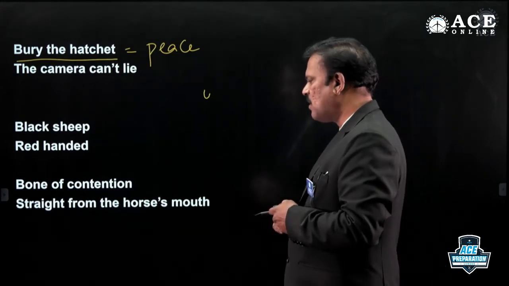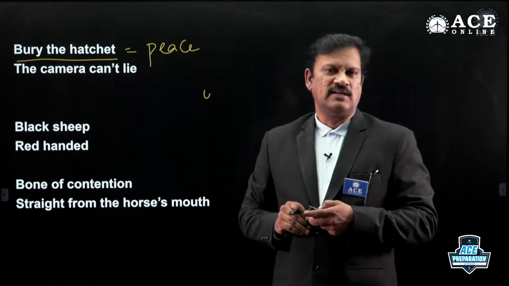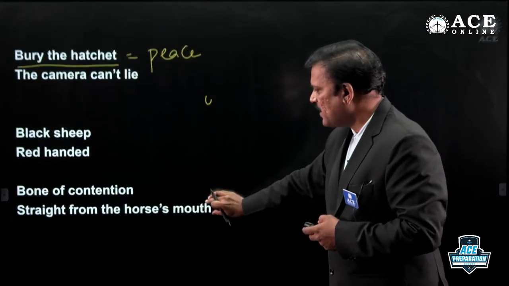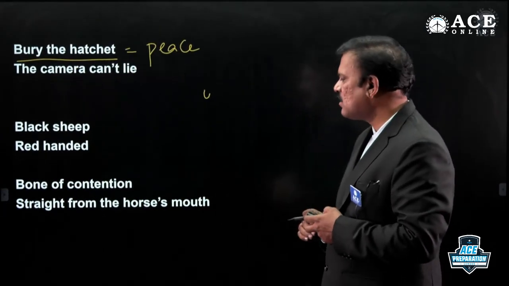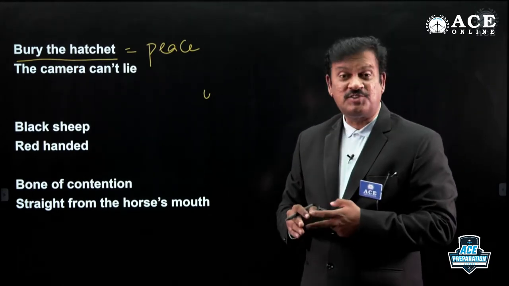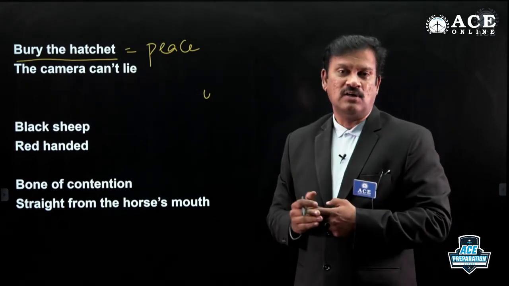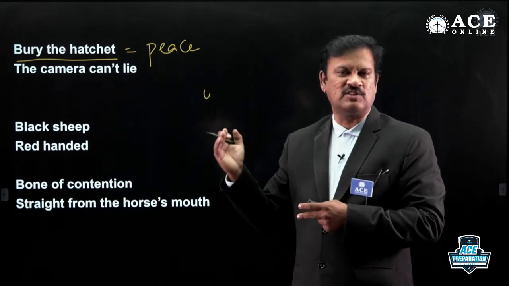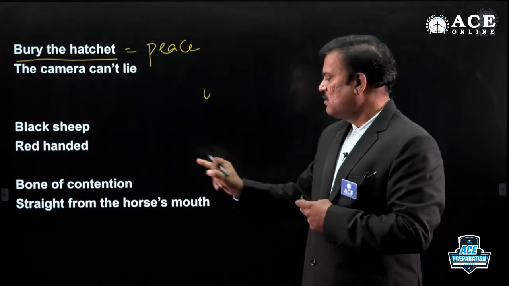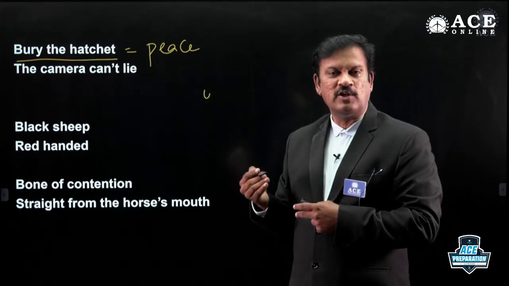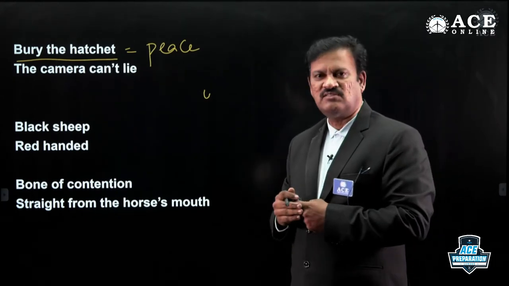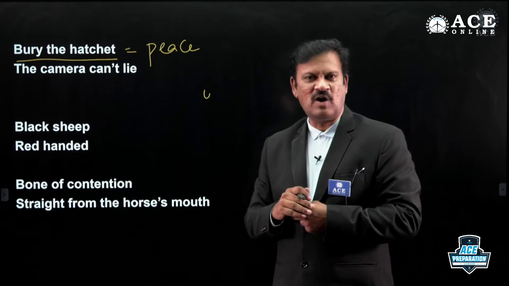Straight from the horse's mouth. First, let me give the meaning. It means a reliable source of information. I got some information from a reliable source. Then I say, these shares are going to smash, or the price of this particular share is going up, or tomorrow is a holiday, I got news. Now, Modi is again going to ban 2,000 rupees. Then you ask me, sir, how do you know that? I got the news straight from the horse's mouth.